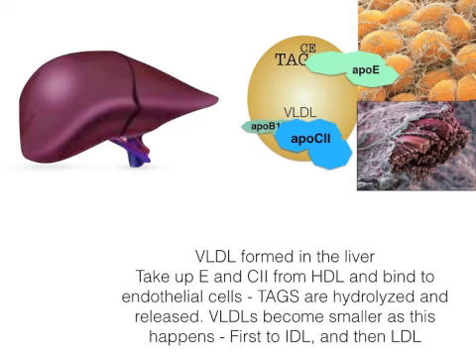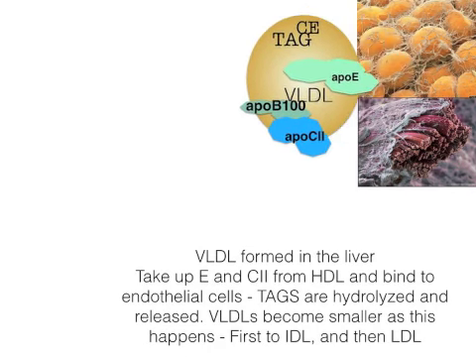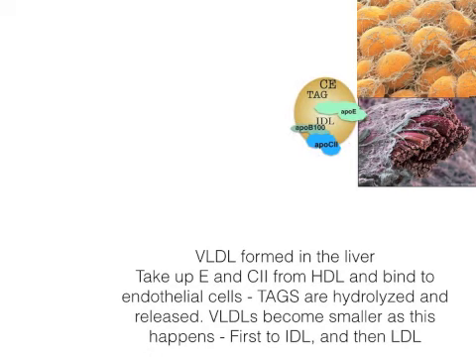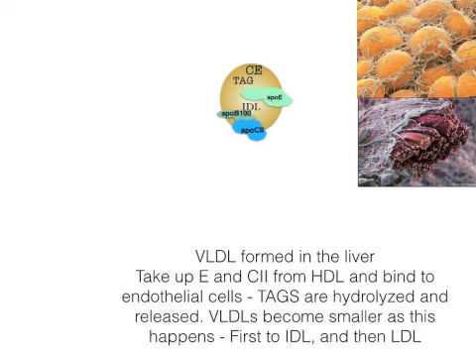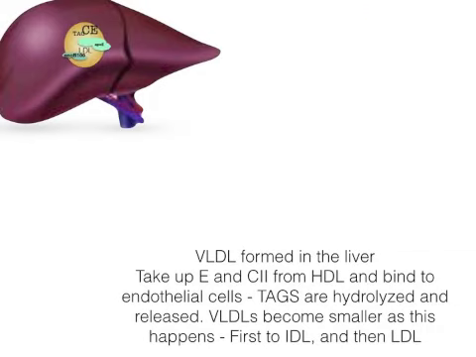The triacylglycerols are hydrolyzed to yield free fatty acids and monoacylglycerol, which are taken into the endothelial cells of the capillaries and then are transported to the tissues. Now, as these VLDLs give off the triacylglycerols, they become smaller and smaller, and in this way they're turned into intermediate density lipoproteins, IDLs, and then eventually low density lipoprotein particles, LDLs. These travel in the blood and bind to LDL receptors and are endocytosed. And the lipids found in these LDLs and IDLs are recycled for use by the body.